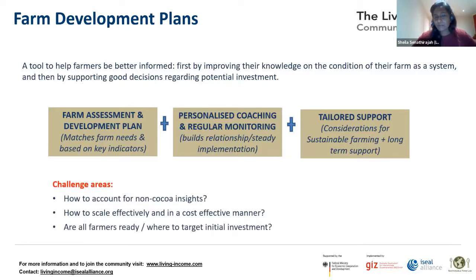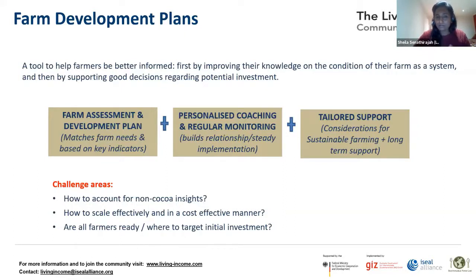And some of the points that I want to raise here. One, what makes up the components of household income is beyond just the primary crop. And if you as a producer are focused on cocoa, how do you account for the non-cocoa insights? How do you get those non-cocoa product insights?